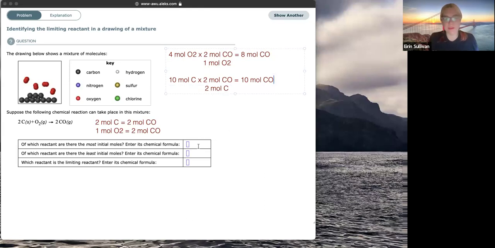Okay, so which reactant is there the most initial moles? Well, we had the most initial moles of carbon. So you've got 10 moles of carbon. Of which is there the least initial moles?